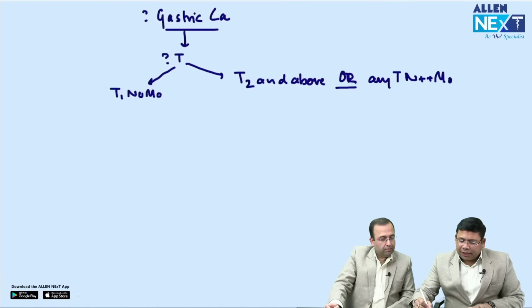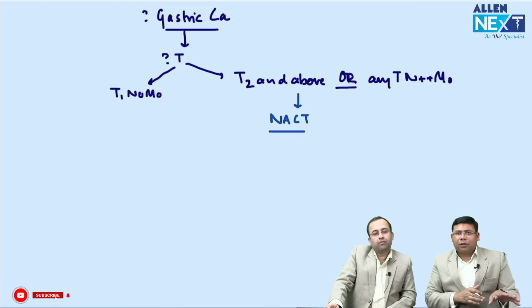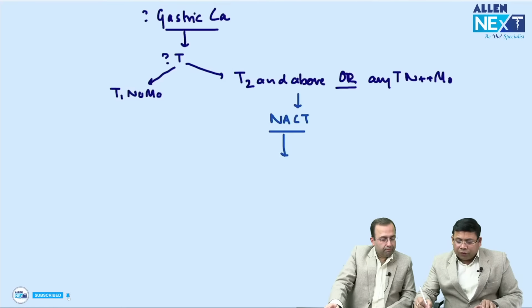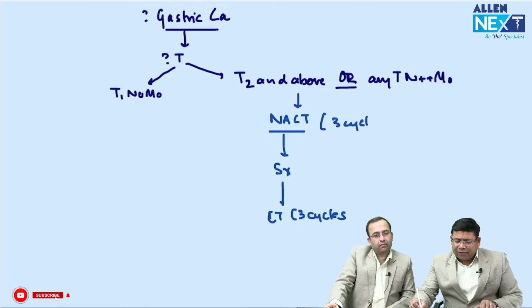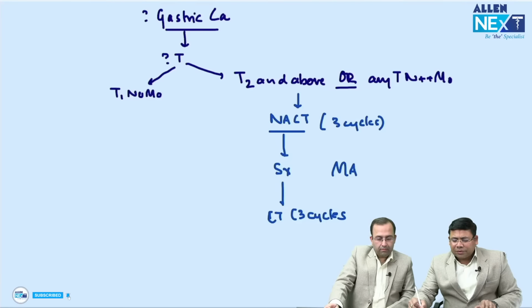If this is the case scenario, the first thing that you need to go for is NACT. What is this NACT? You need to go for chemotherapy, then you go for surgery, and then again you complete the chemotherapy, 3 cycles. So let us try to understand the significance and what this trial is. I hope you know about the MAGIC trial.